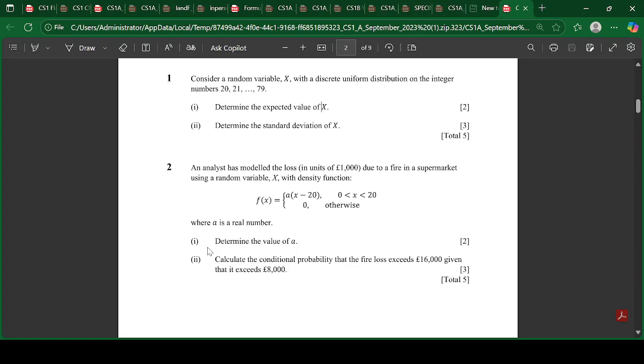So the first part says determine the value of a. We'll have to determine that. Then part two says calculate the conditional probability that the fire loss exceeds 16,000 given that it has already exceeded 8,000. So we'll start with question 1. Consider a random variable x with a discrete uniform distribution. Determine the expected value of x, and then determine the standard deviation of x.